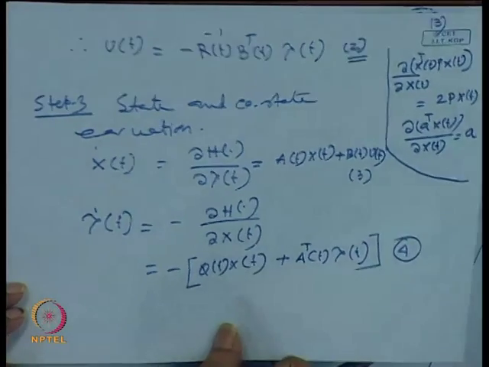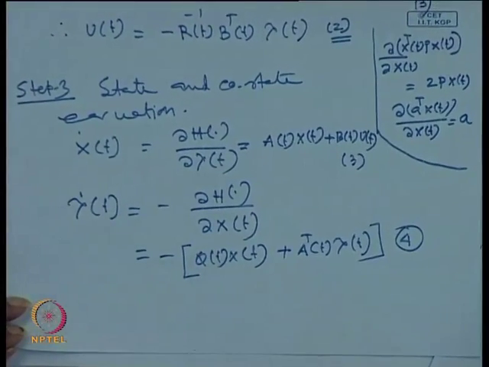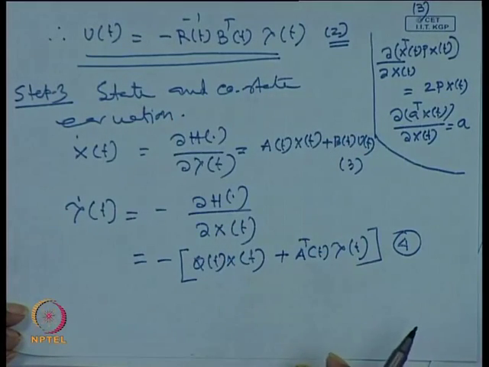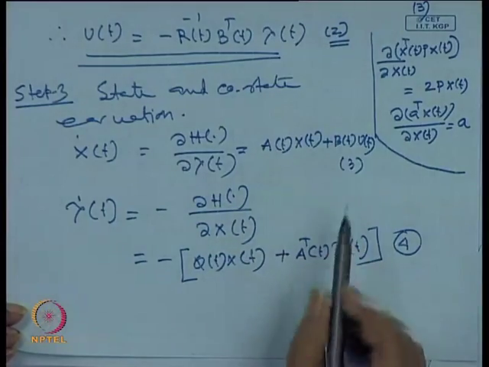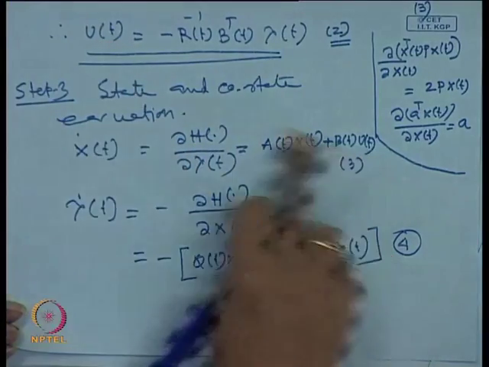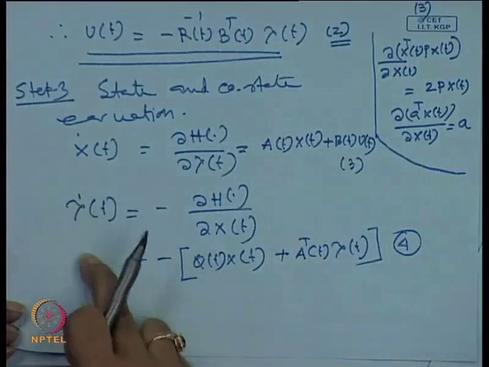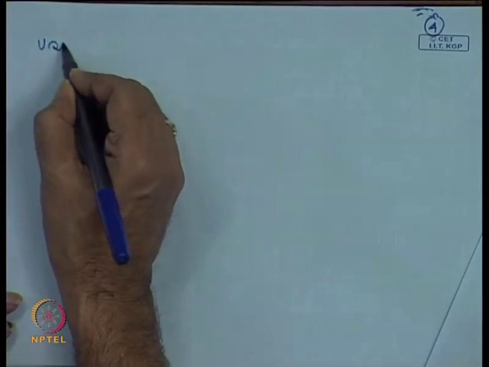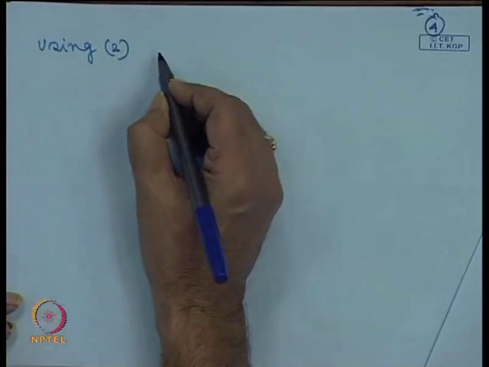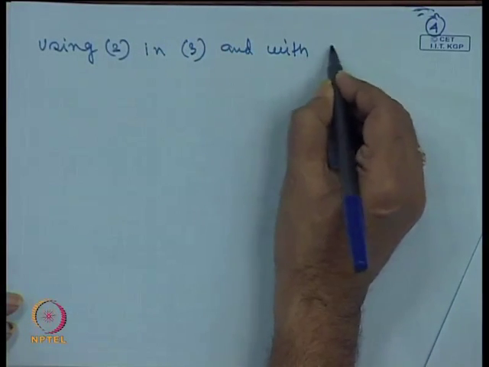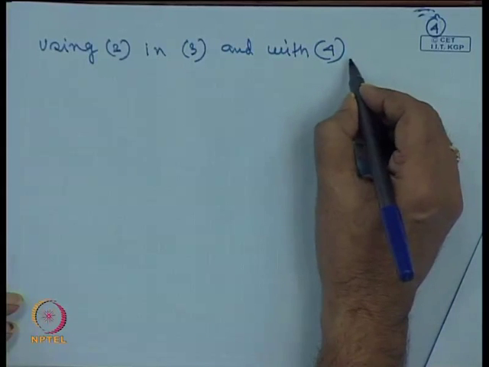Again, using equation number 2, this expression, you use in equation number 3 and with 4. That means, using equation number 2, replace u of t by this expression, and then augment that equation with the co-state equation, and that will result in this one. So, I am writing using 2 in equation 3 and with 4.